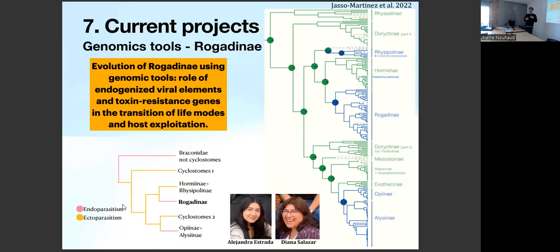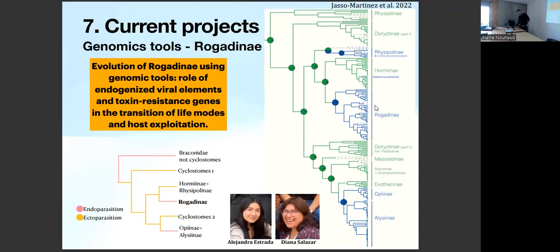So after that, we decided to write a project to explore it more and to see what is the relation between the endoparasitism and the domestication of virus. As you can see in this tree right here, this clade is mostly of ectoparasitoid wasps, but this group here, the Rogadines, have this transition to endoparasitism. And we found evidence of some viral elements domesticated in this group.